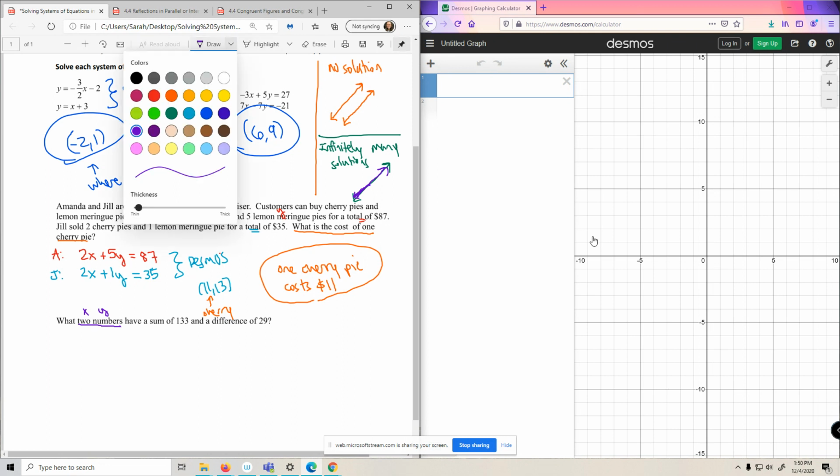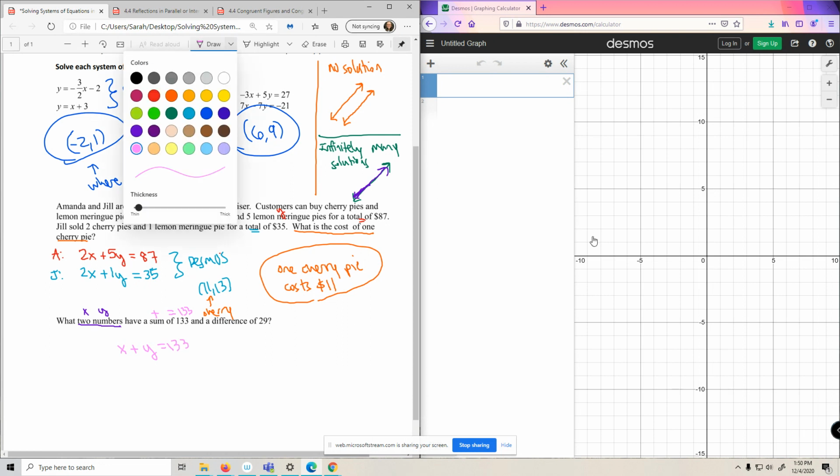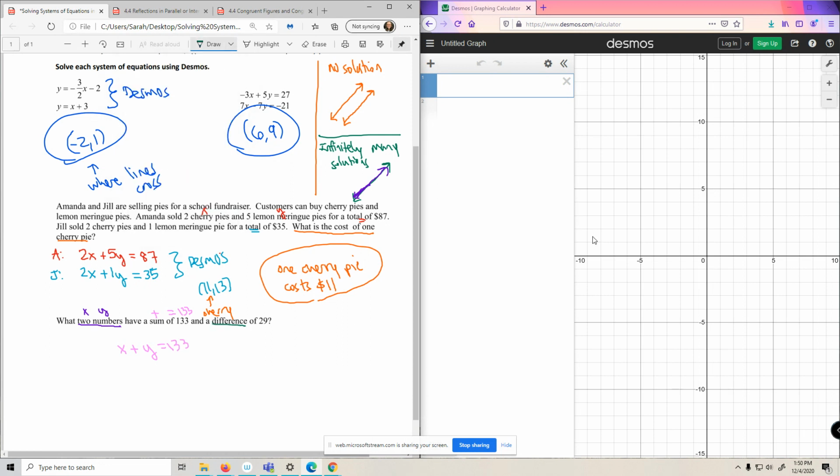So what does the word sum mean? Sum means addition. So if I add the two numbers together, it equals 133. Since my two numbers are x and y, that means x plus y equals 133. Difference, remember, means subtraction. When I subtract my two numbers, we get 29. So my second equation is x minus y equals 29. We have our equations written.